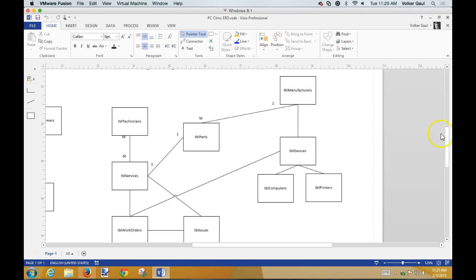Sam, can you see those okay back there in your cheap seats, the ones and the M's and things? Yeah. Okay, I won't make it any bigger then.